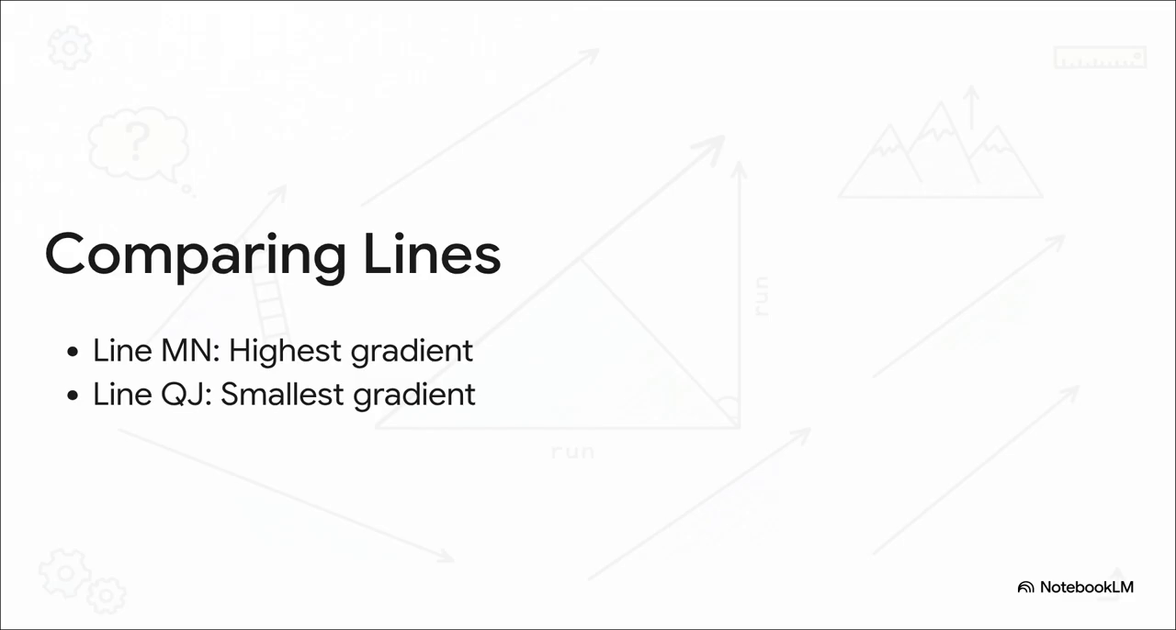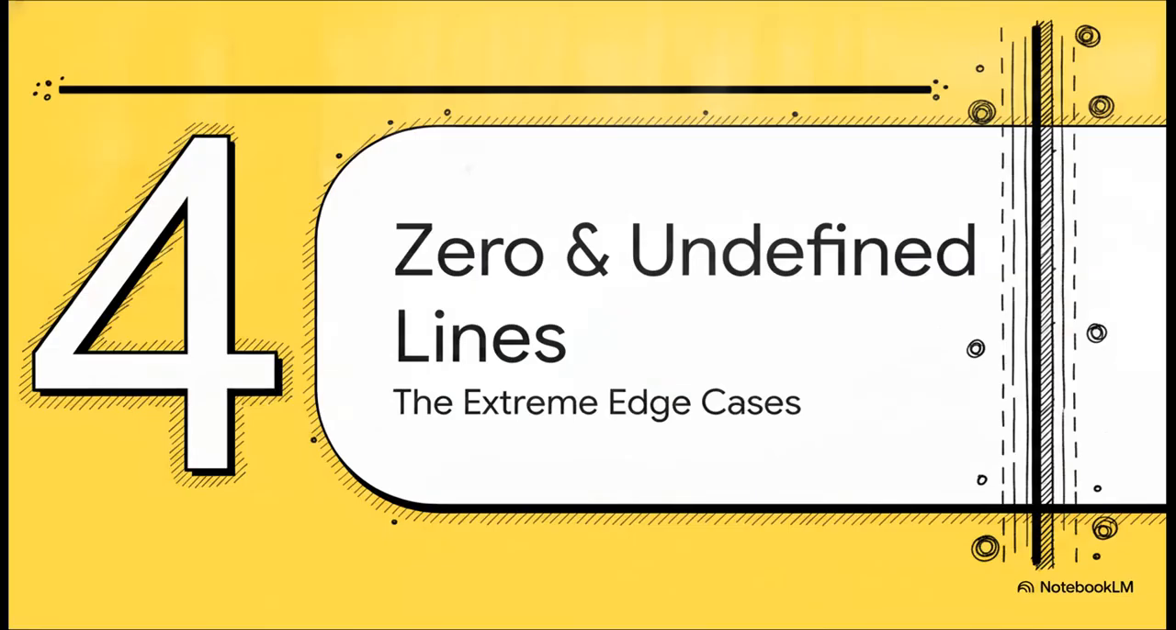But then look at line QJ. It has the smallest gradient because it's the most horizontally inclined. It's almost completely flat. So, the takeaway here is that vertical inclination gives you the highest numbers, while horizontal inclination gives you the lowest. Part 4, Zero and Undefined Lines, the Extreme Edge Cases.